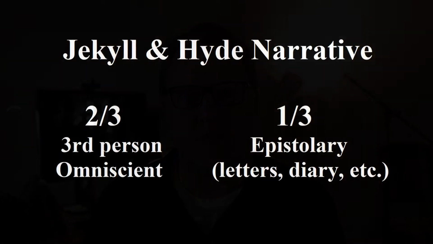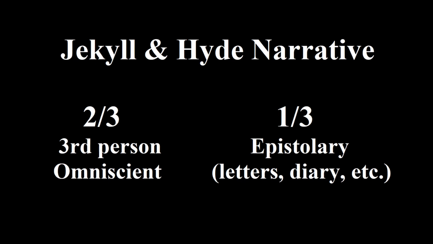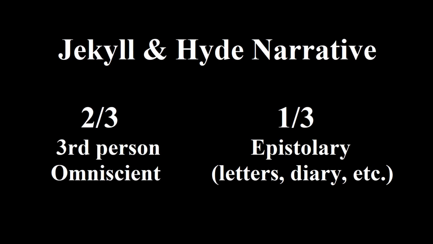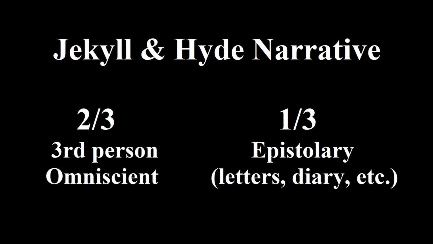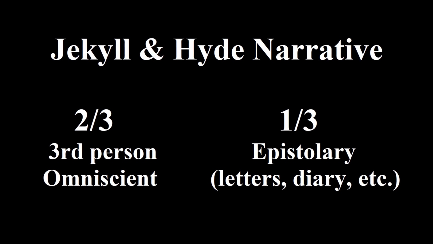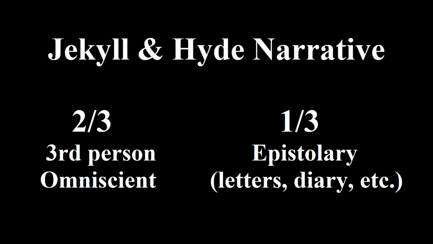In Dr. Jekyll and Mr. Hyde, this book is always stuck in my mind as one of the oddest forms that I have ever encountered. So what's going on with Dr. Jekyll and Mr. Hyde is that 2/3 of the book is written in the third person omniscient, which means we get the third person perspective of more than one character. It's not just following one character through the book. Then the last 1/3 of the book is in the epistolary form.